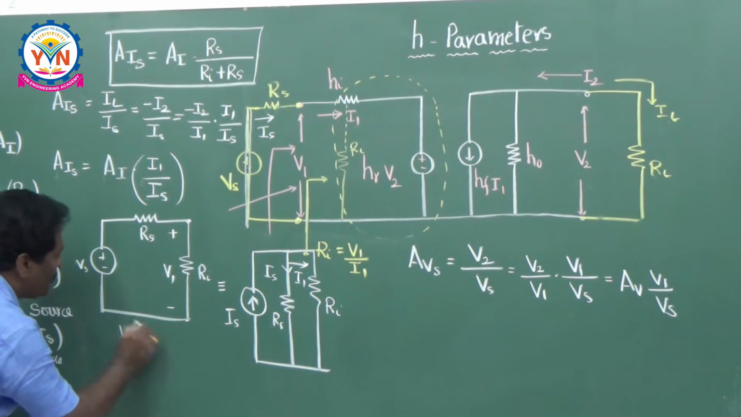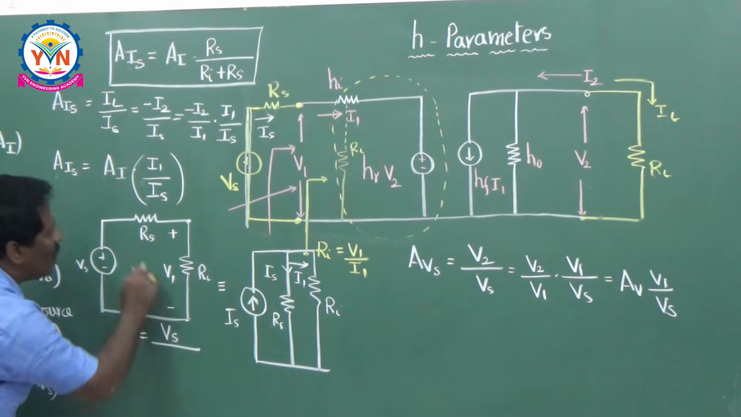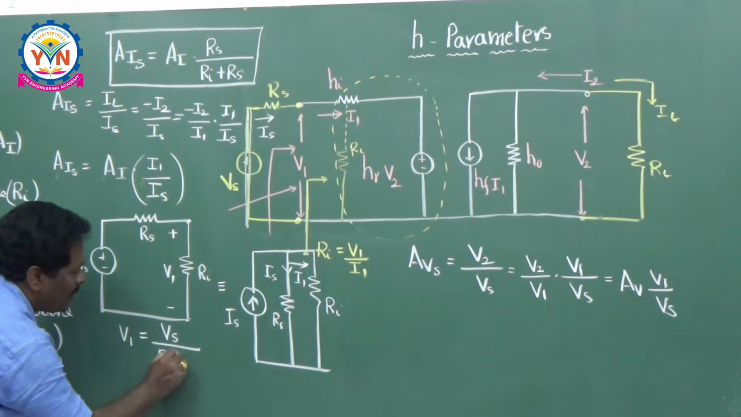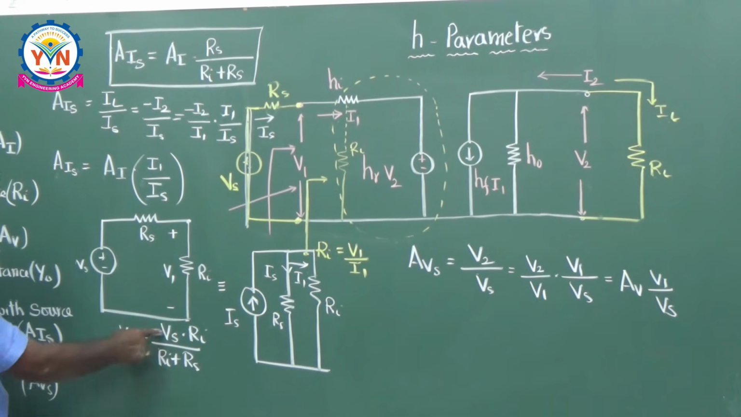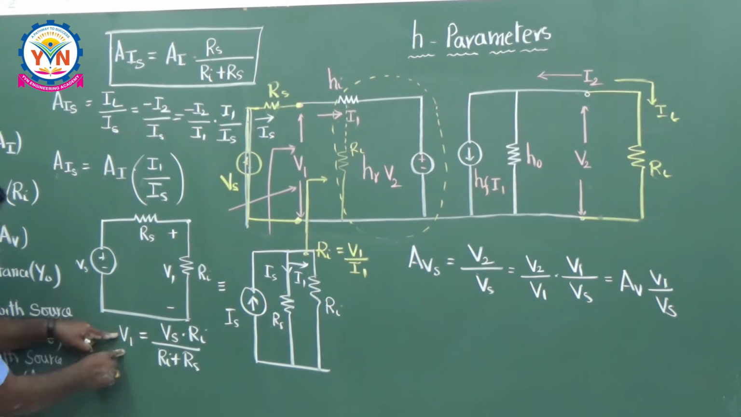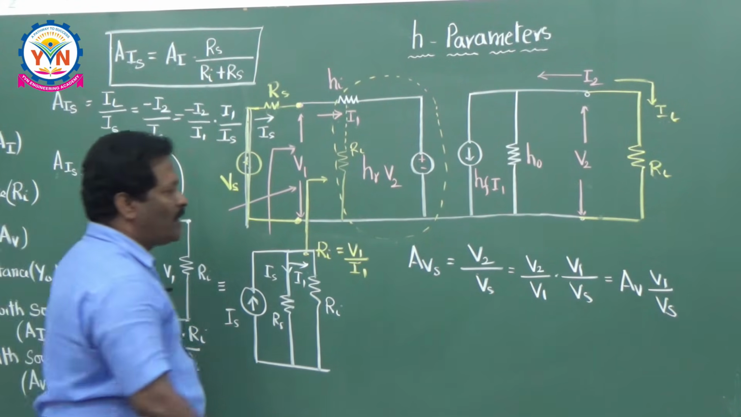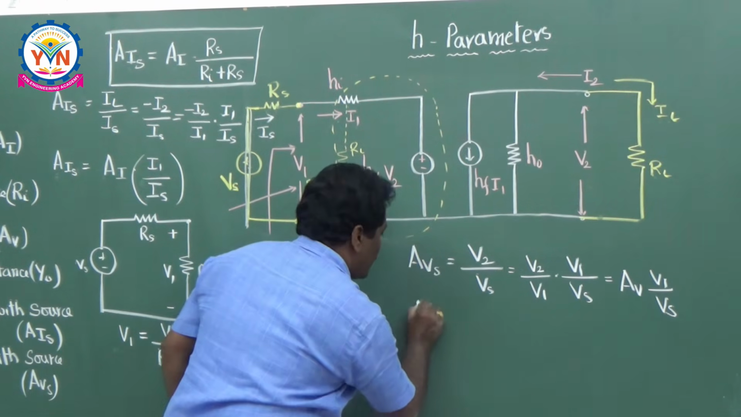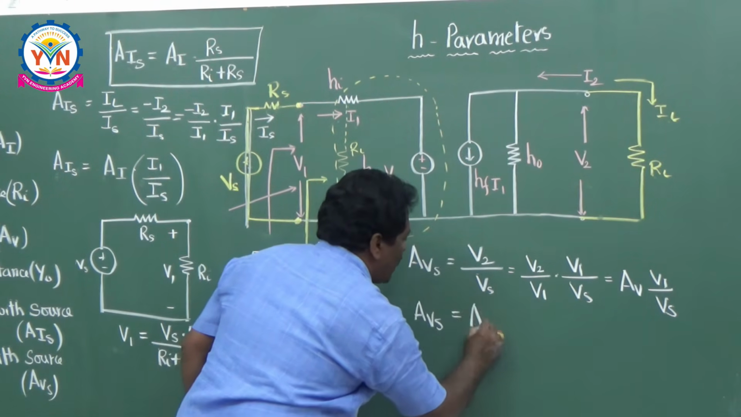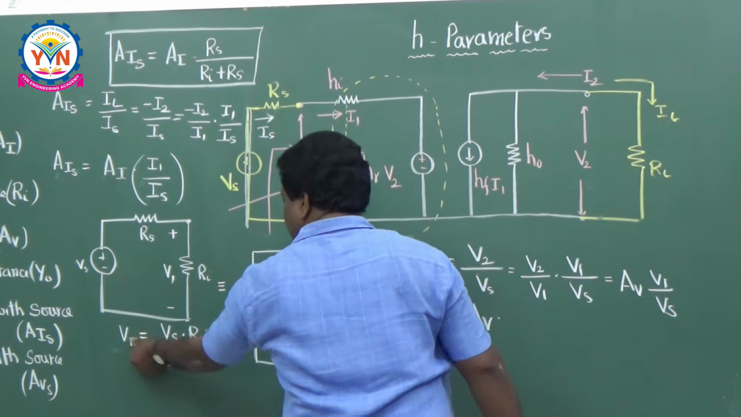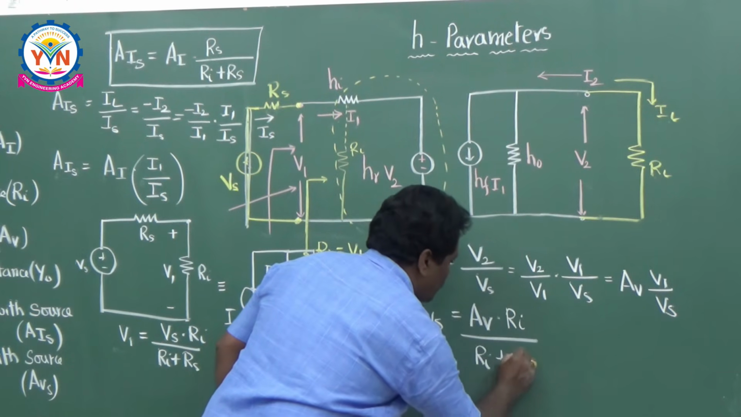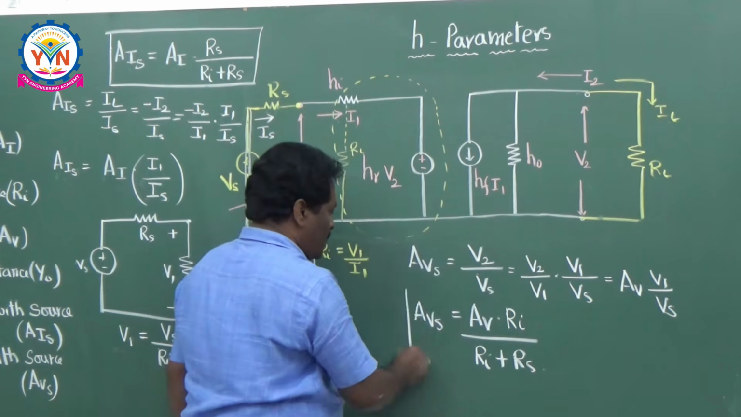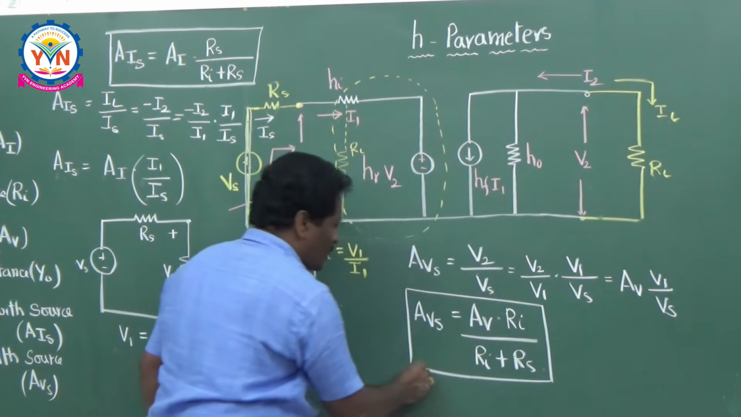V1 is equal to Vs divided by the total resistance Ri plus Rs, multiplied by Ri. Therefore, what is V1 by Vs? You take the Vs to this side. V1 by Vs is equal to Ri by Ri plus Rs. You substitute it there. Therefore AVS is equal to AV multiplied by V1 by Vs, that means Ri by Ri plus Rs.